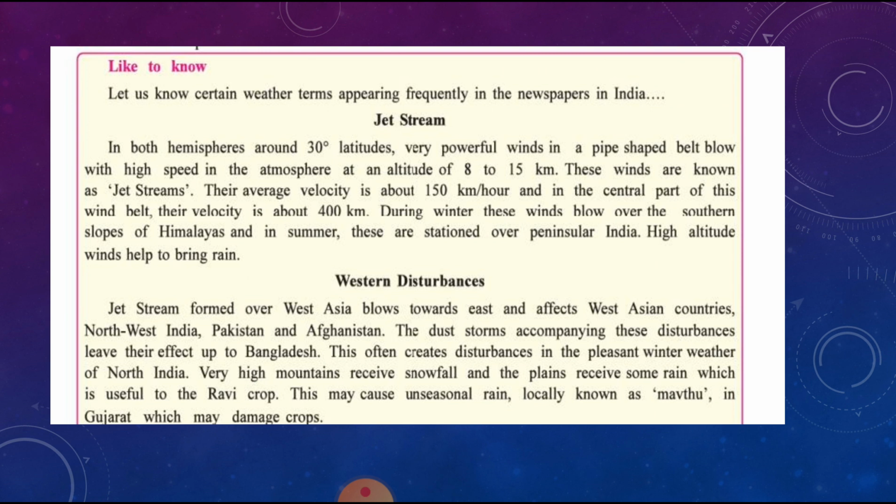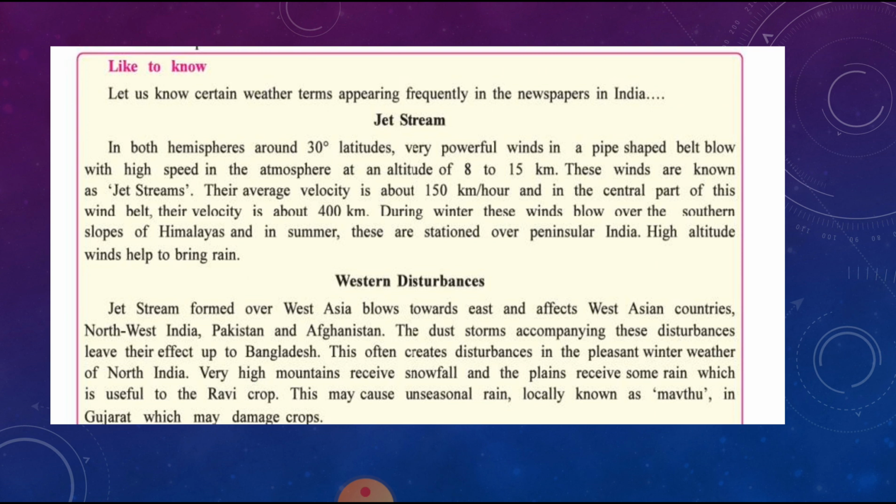Now we will see the western disturbance. Western disturbance, the short form is WD, is a term used to describe the extratropical storm that brings sudden winter rains and snow to the northwestern part of the Indian subcontinent. These are formed over West Asia and blow towards the east, and they affect West Asian countries, northwest India, Pakistan and Afghanistan.